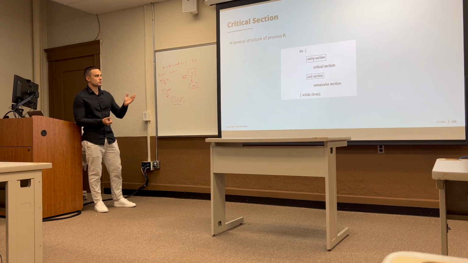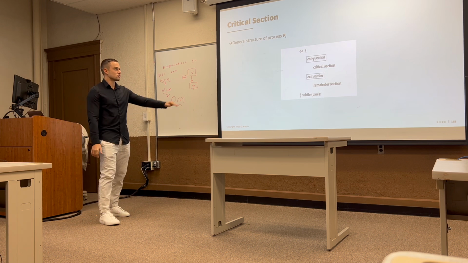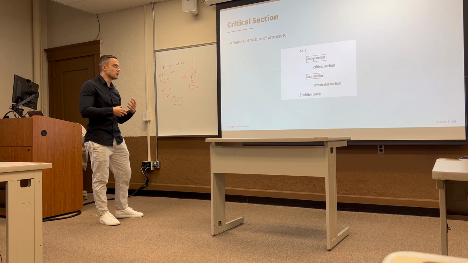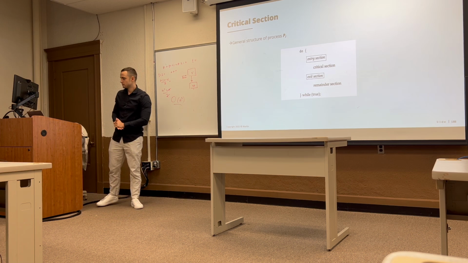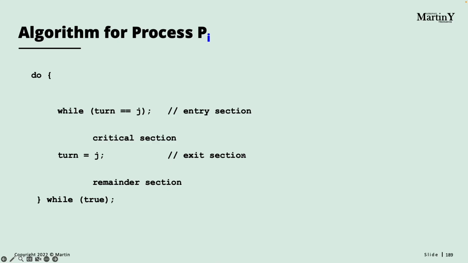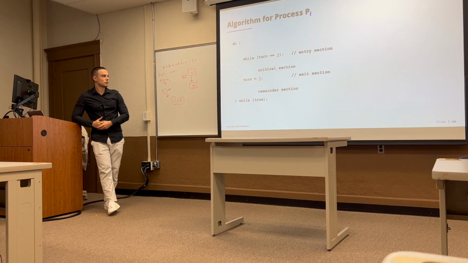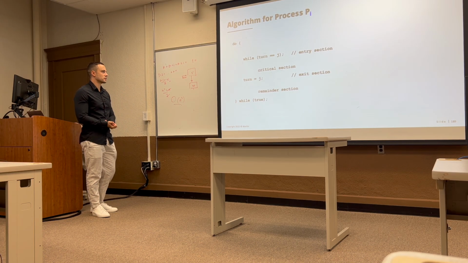And this is how it looks in C. It's very simple. We have the entry section, and there is some rule. Based on this rule, the process might enter the critical section. Once the process does its job, we perform the exit section. And finally, we go to the remaining section of the code. We're going to go over a few algorithms that do that, but this is a very basic description of how we have entry, exit, and critical section.